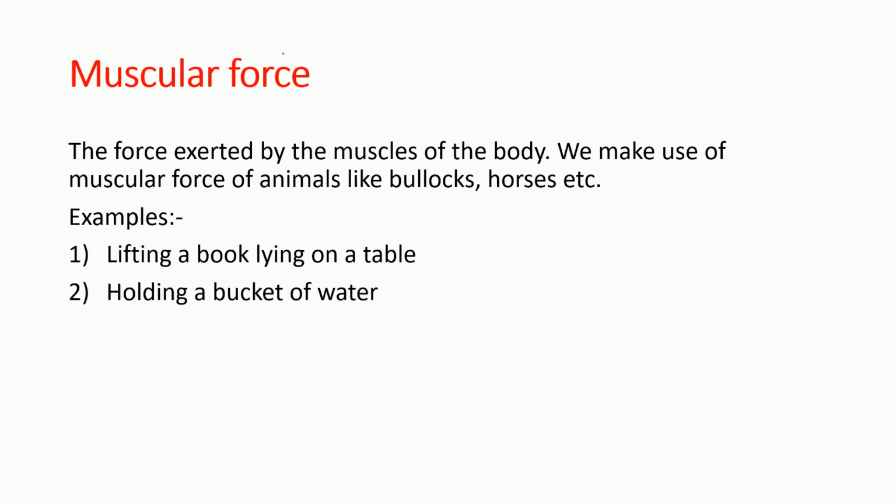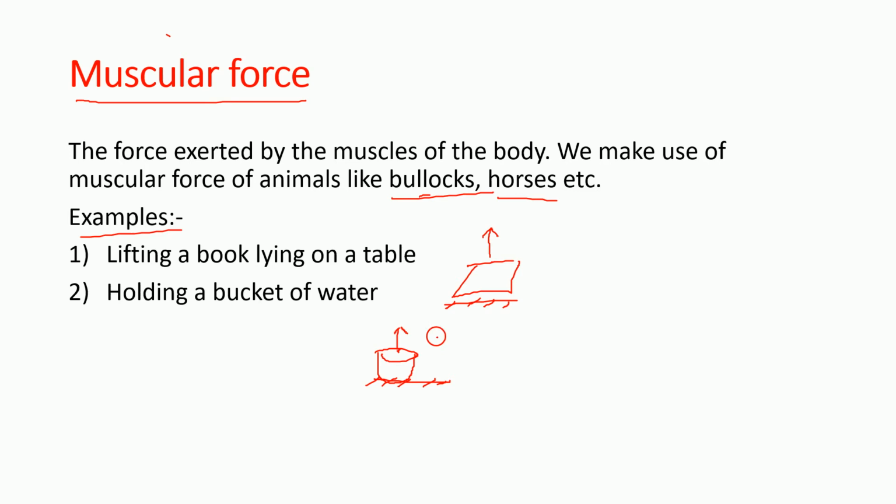One of the types of contact force is muscular force, which is the force exerted by the muscles of a body. We make use of the muscular force of animals like bullocks and horses. With their power, we can generate force called muscular force. Examples are lifting a book lying on a table, or holding a bucket of water. If the bucket is initially on the ground, we can lift it with our muscular force.